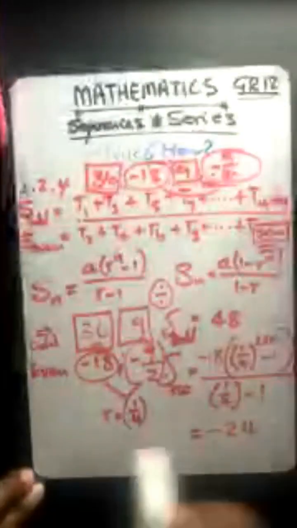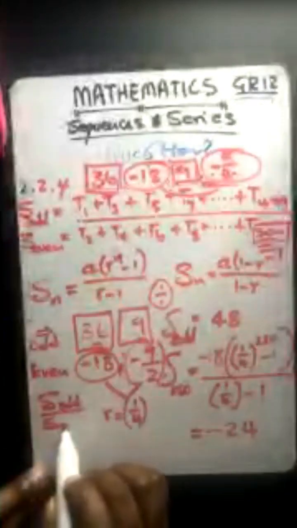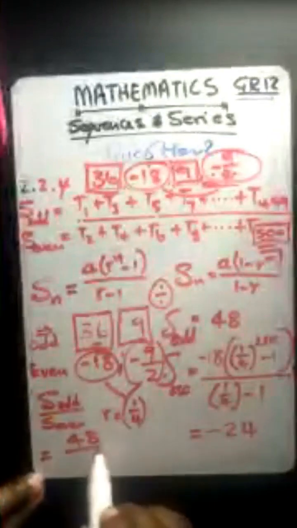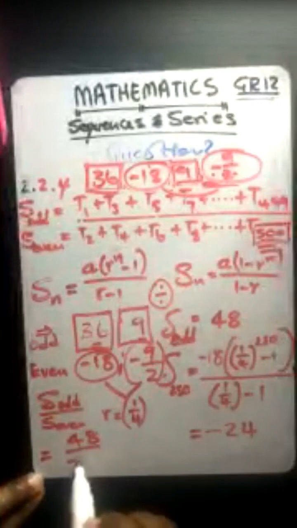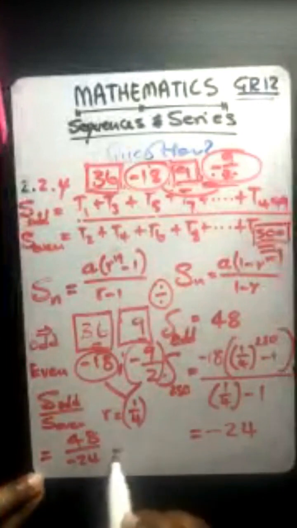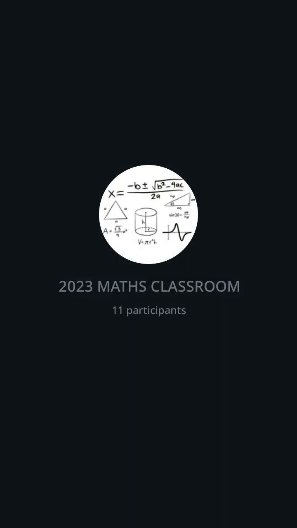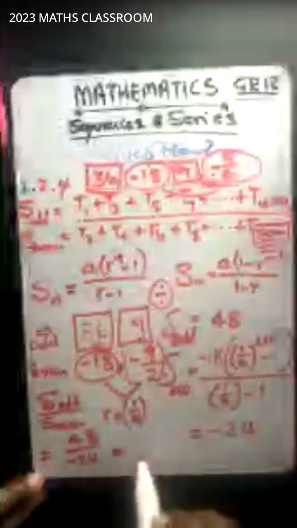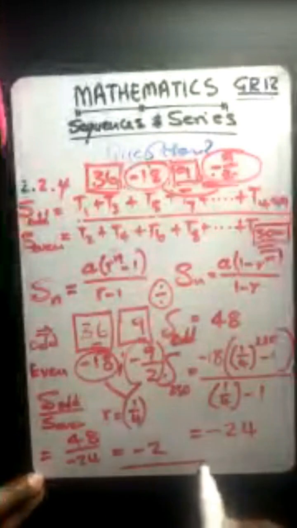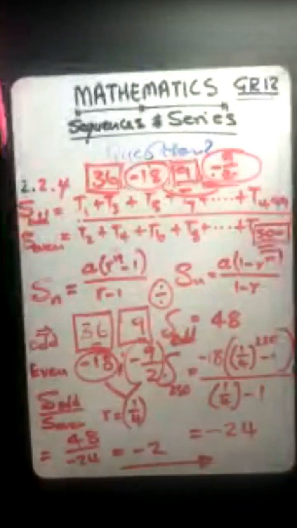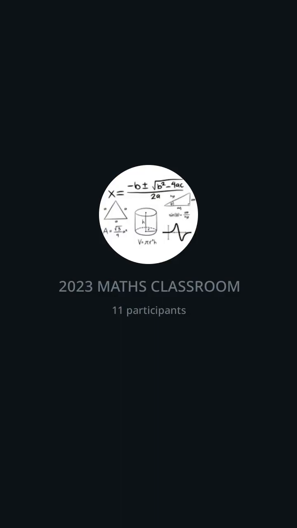So now, Moleboge, once you've done all of that, what you need to do is to say the sum of, what did they say there? The sum of odd divided by the sum of even. So what was the sum of odd? Was it not 48? What is the sum of even? Is it not negative 24? Then what is this divided by that? I think it goes 2 times. Is it not negative 2, the final answer? That's it.